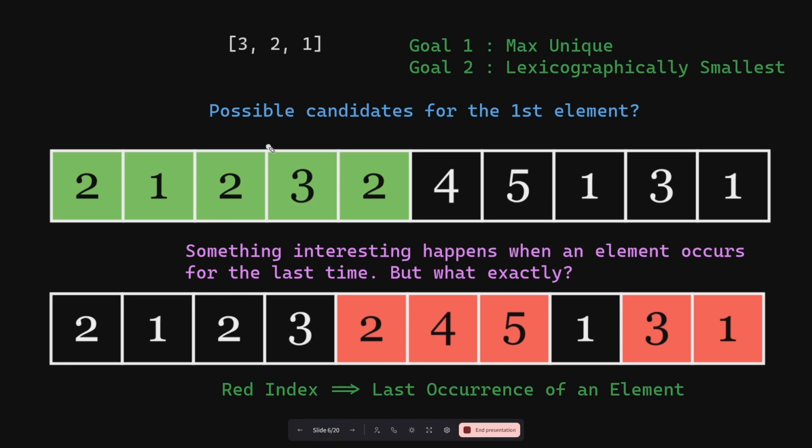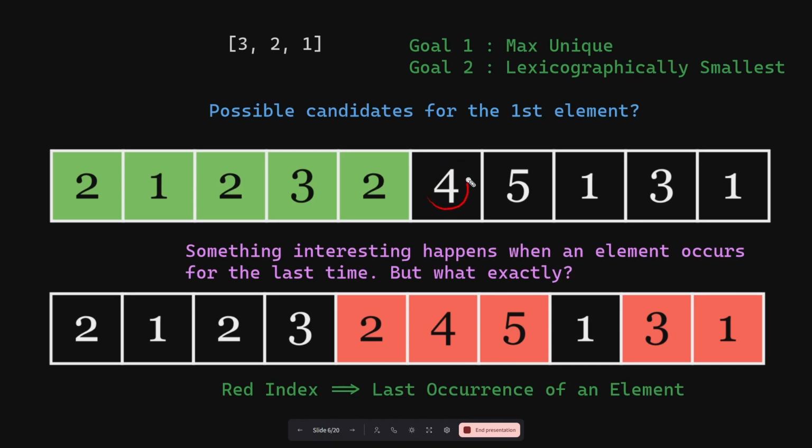You can notice that if this is a possible candidate for the first element of the subsequence, at least one copy of all the unique elements should be on the right hand side of this element because we need to achieve goal 1 as well. So let us mark all such candidates in green. You will notice that this will be a prefix of this array. But let us focus on this element.